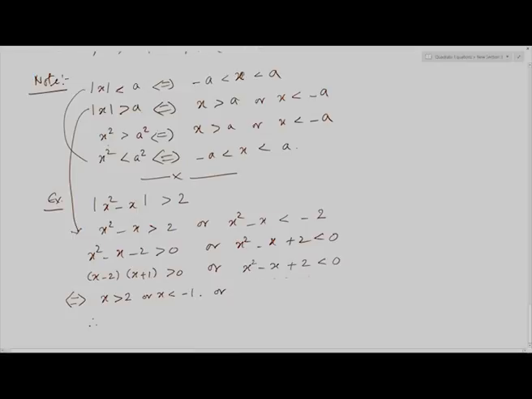Or now consider this inequality, here the discriminant b² - 4ac is always negative, therefore there is no x satisfying this inequality, no x in R satisfying this inequality. Therefore, the solution set is the open interval from minus infinity to -1 union 2 to infinity. So, this is the complete solution set of the given inequality.